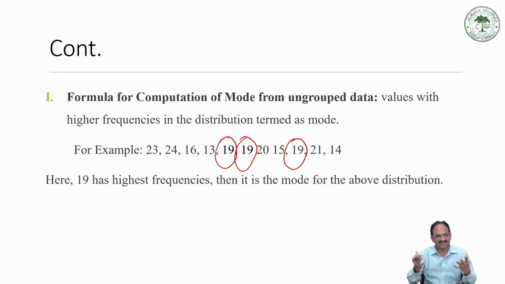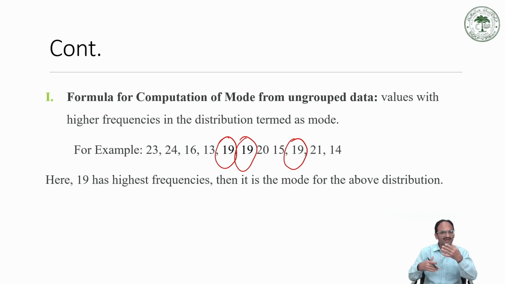In other words, we can say that 19 has the highest frequency. Highest frequency means what? The number which is appearing the maximum number of times. So since 19 is appearing 3 times, it has the highest frequency. So we'll say that for this particular data set, the mode is 19.